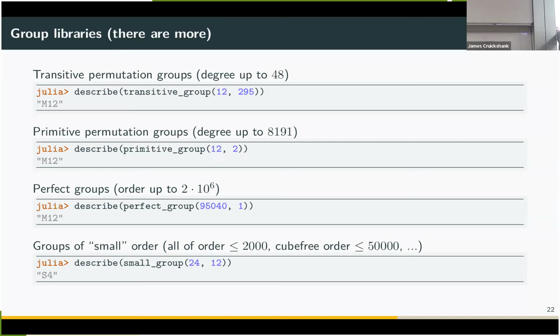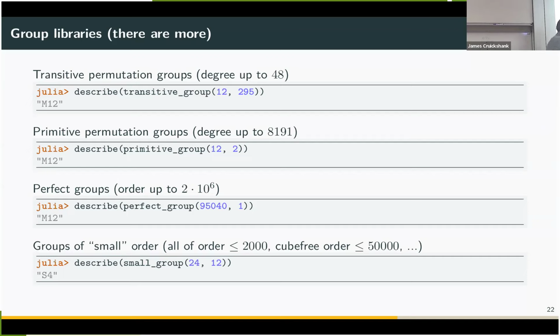There's a library of perfect groups up to group order 2 million. Of order 95,040, the first one, I think the only one, is M12. No, that is also M12.